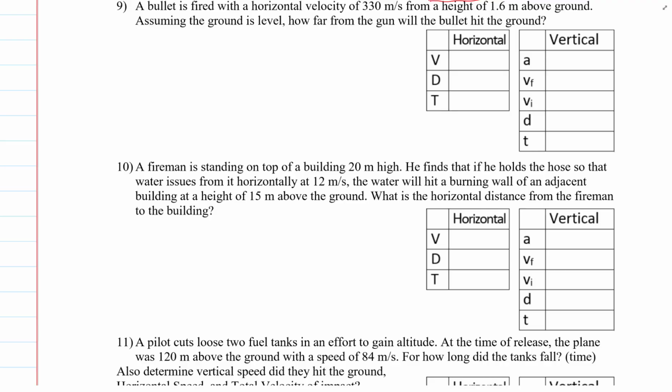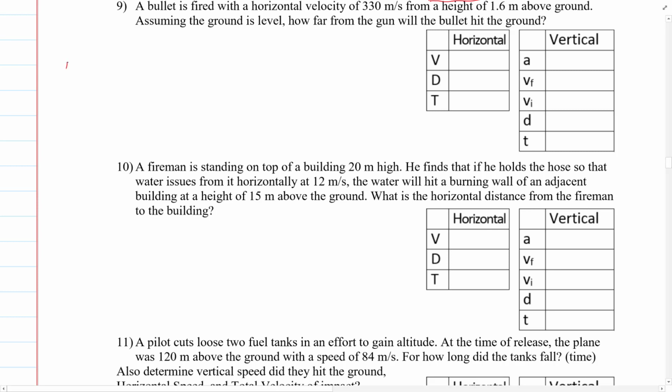We're going to do, on page 6 of the Physics 11 projectile package, number 9. A bullet is fired with a horizontal velocity of 330 meters per second from a height of 1.6 meters above the ground. Assuming the ground is level, how far from the gun will the bullet hit the ground?